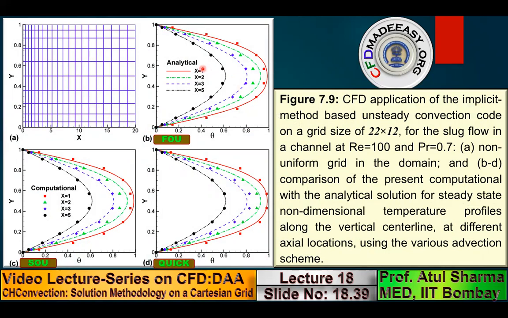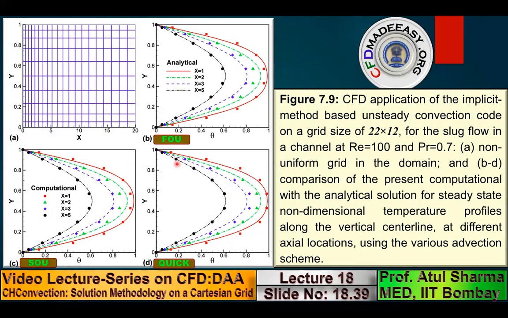This is a solution obtained using the implicit method on a non-uniform grid for the first order upwind scheme. This is for the second order upwind scheme, and this is for the QUICK scheme. Here again, you can note that for the first order upwind scheme, between the symbols and the line, especially near the inlet, between x equals 1 and x equals 2, there is a reasonable difference, but for the QUICK scheme they are almost overlapping each other. So QUICK scheme gives a more accurate solution. Second order upwind is more accurate as compared to first order upwind. QUICK gives better results even than second order upwind.